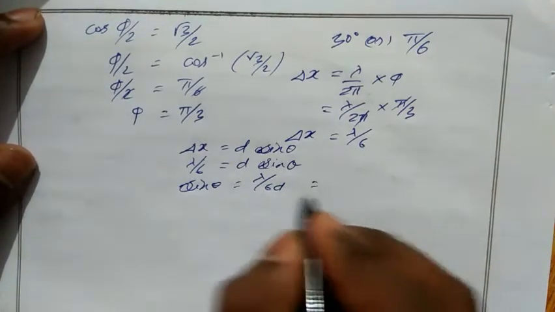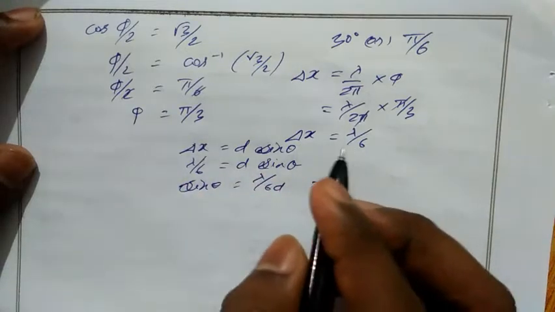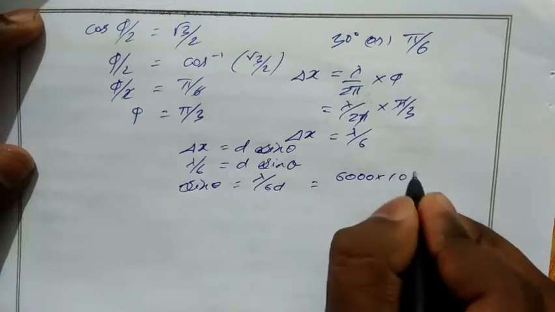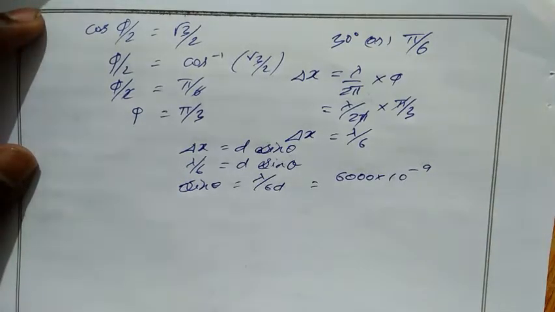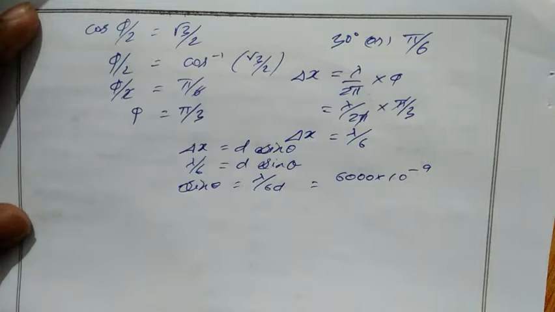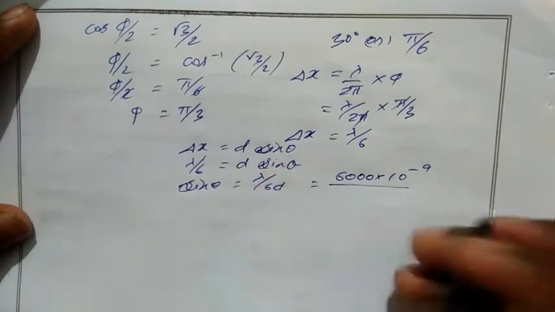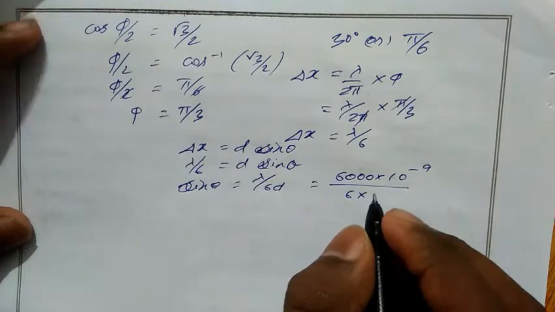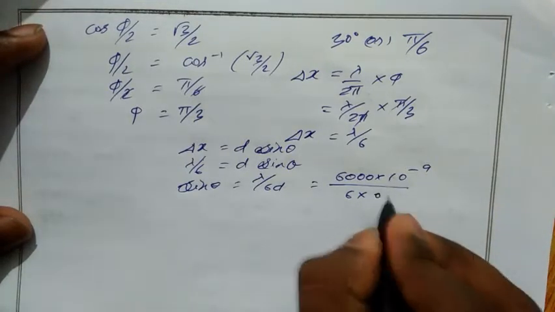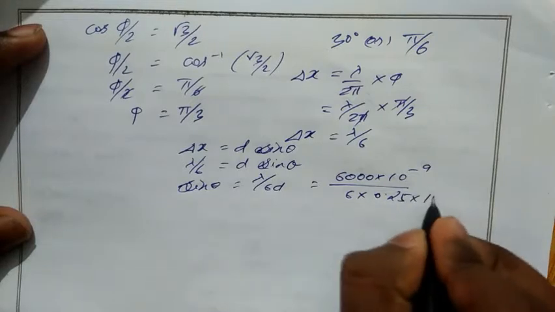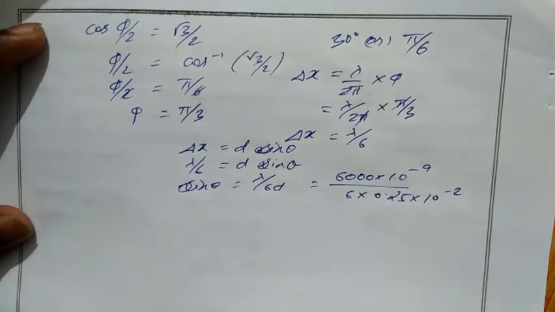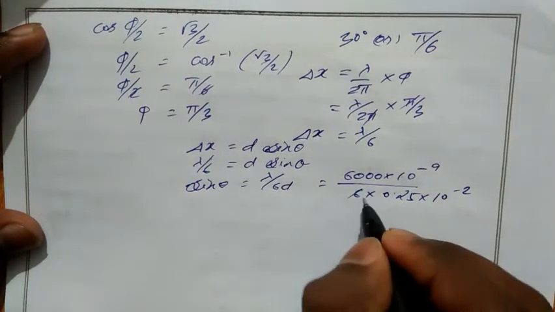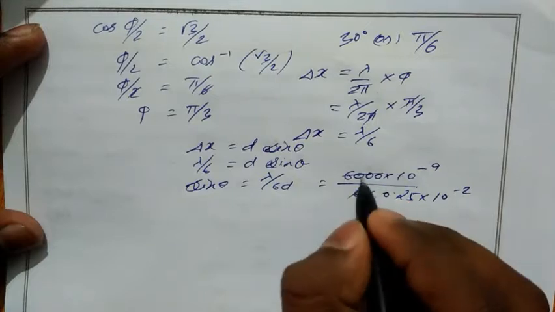Now substitute the values. What's the value of lambda? Lambda given in the problem is 6000 nanometer. So we can convert into meter by multiplying with 10 to the power minus 9. So 6000 into 10 to the power minus 9 meter divided by 6 into d. What's the value of d? So d is given 0.25 centimeter. We can write 0.25 into 10 power minus 2 meter. So if we solve this, we have 166.